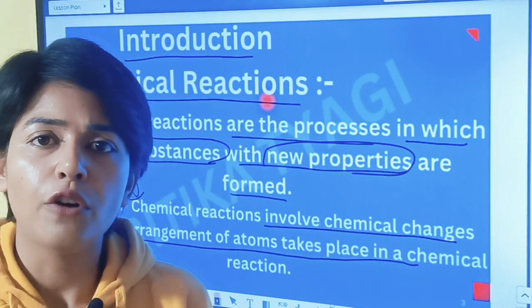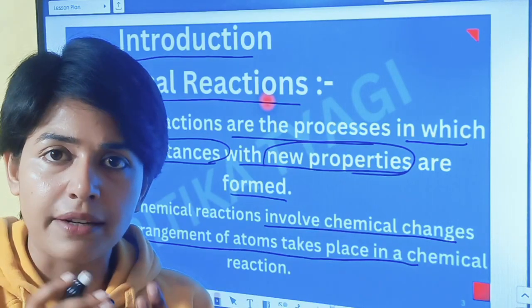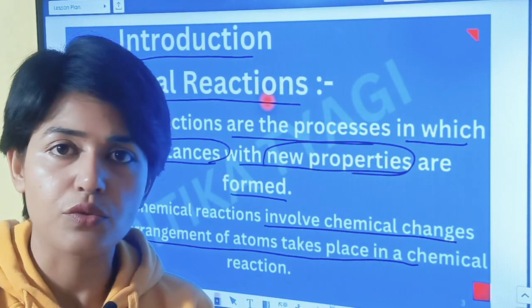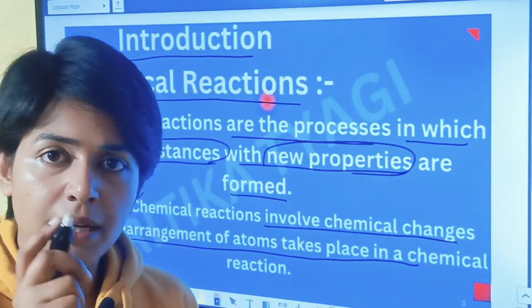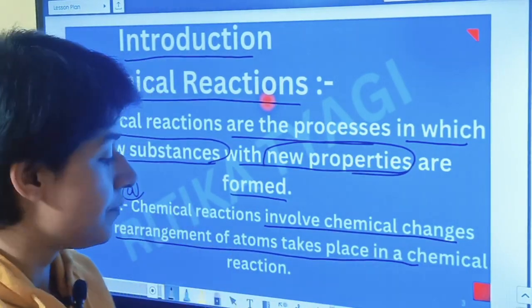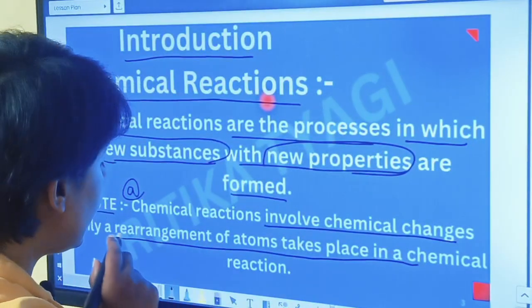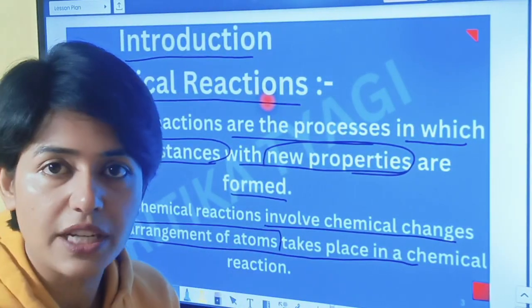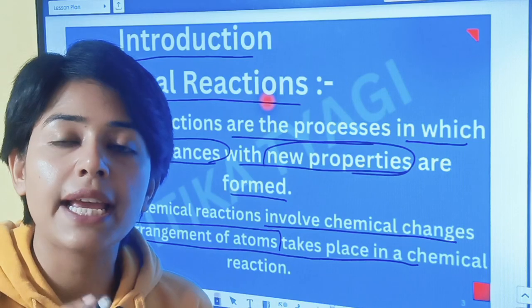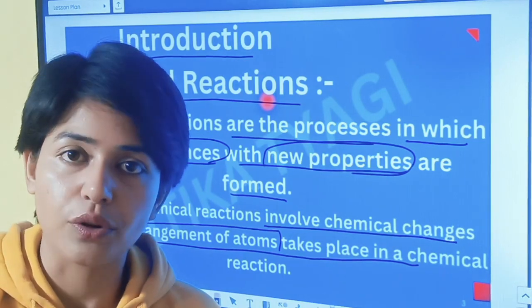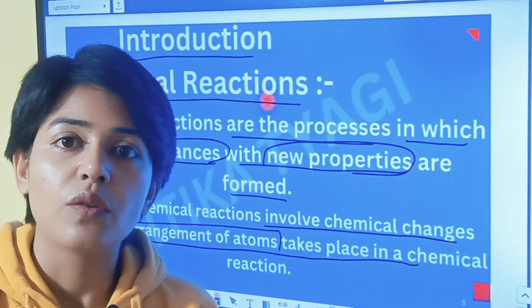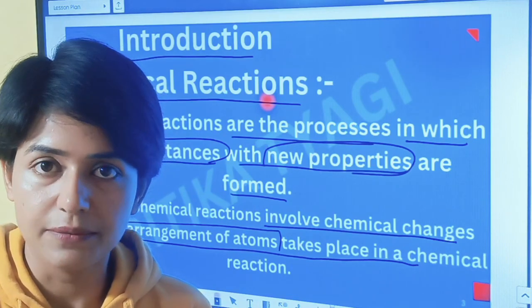As we know, law of conservation of matter: matter can neither be created nor destroyed, but can be converted from one form to another. A similar law applies here. Here it says that only rearrangement of atoms takes place. Means during a chemical reaction, atoms can neither be created nor destroyed. They can only displace one another's positions.